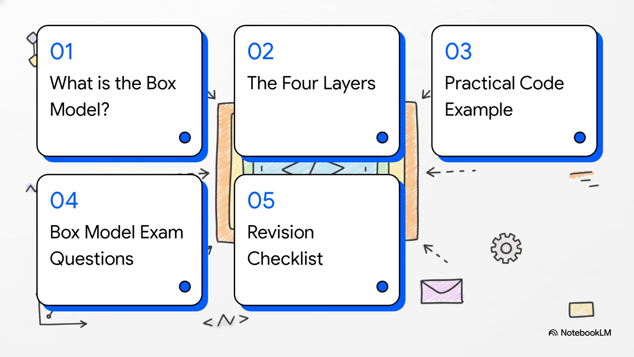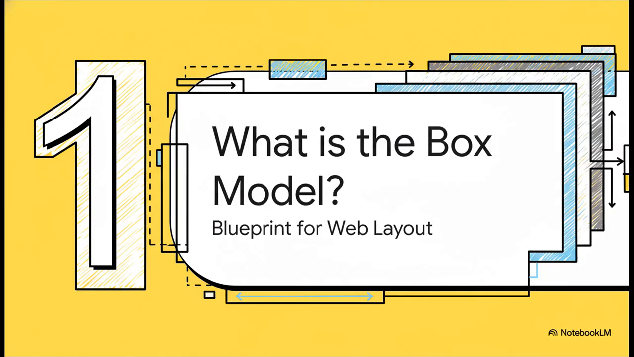So here's our game plan for this explainer. We'll kick things off with what the box model actually is. Then we'll break it down into its 4 crucial layers. After that, we'll see it in action with a real code example, and then, this is the important part, we'll see how you'll be tested on it in your exams. We'll wrap it all up with a super quick revision checklist to make sure it sticks. Okay, let's dive right in.